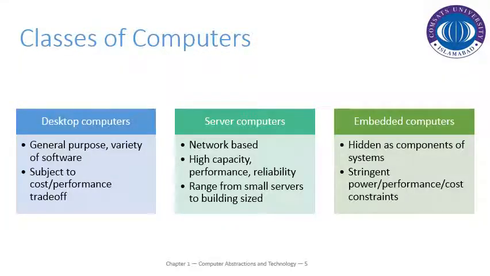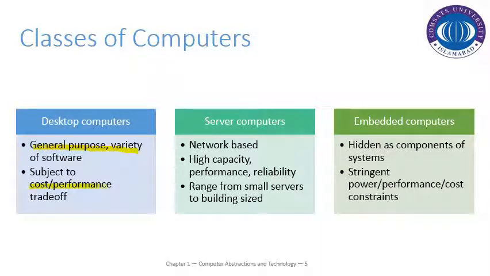Now let us discuss the classes of computers. The computer systems can be divided into three major categories. The first is desktop computers, which are general purpose computers, and a variety of software is used with them, depending upon the application and usage. And these computers are subject to the cost-performance trade-off.